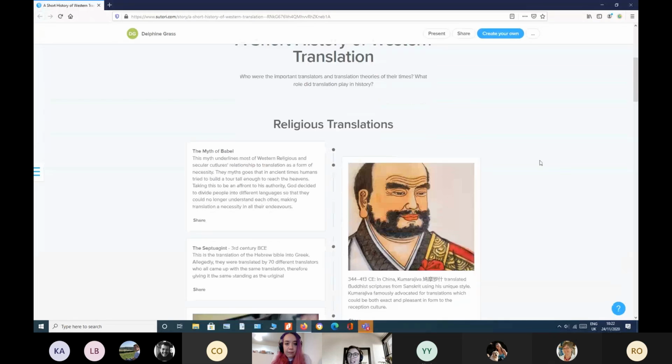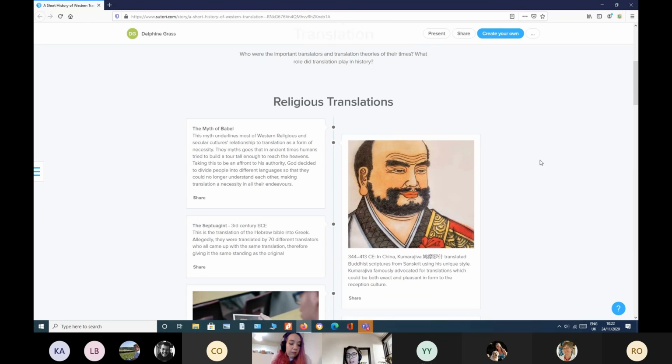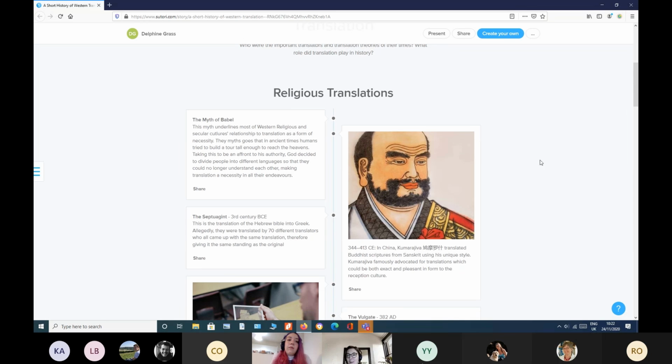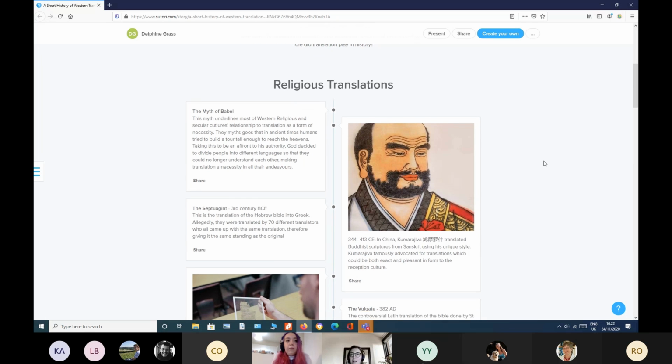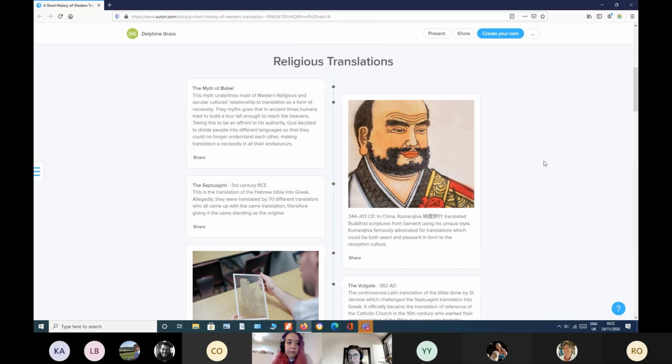Thank you. So this is a short history of mainly Western translation. I use it to give us a quick overview of important translators and translation theories of their times, and to explain what role translation played at different points of history. I won't go through the whole timeline, which I usually share with students. I'll mainly focus on religious translations up to Etienne Dolet, perhaps.